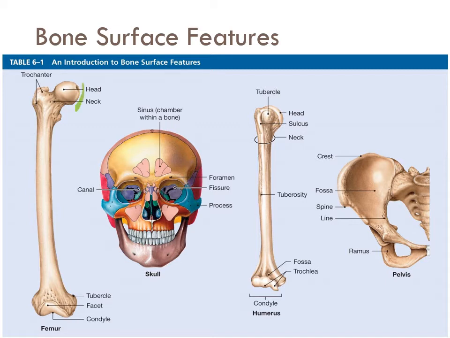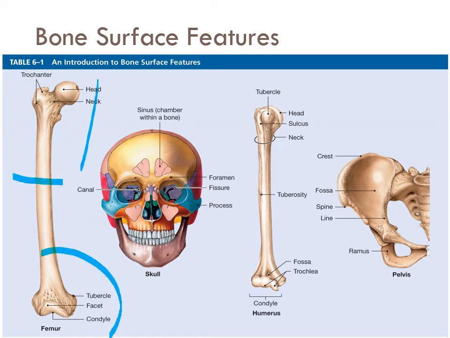Then you see this rounded head here, and this constricted area right below the head, which is the neck. The head is the rounded articular part that fits into the socket of the hip, which it actually fits in right here. And then the neck is this constricted part below the head. This is the proximal part of the bone.